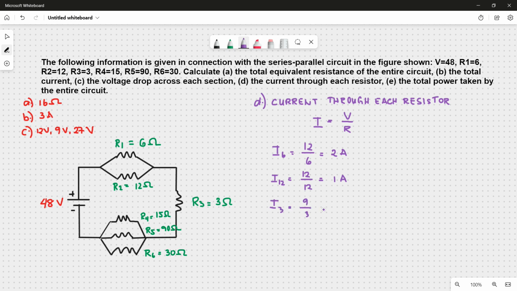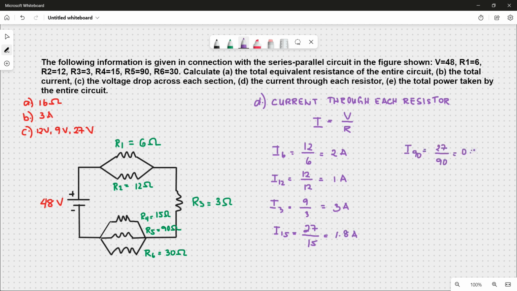For resistor 3, we have 9 volts over 3 ohms, a total of 3 amps. In this section, we got 27 volts, so 27 over 15 ohms, 1.8 amps. 27 over 90, 0.3 amps, and 27 over 30, 0.9 amps.